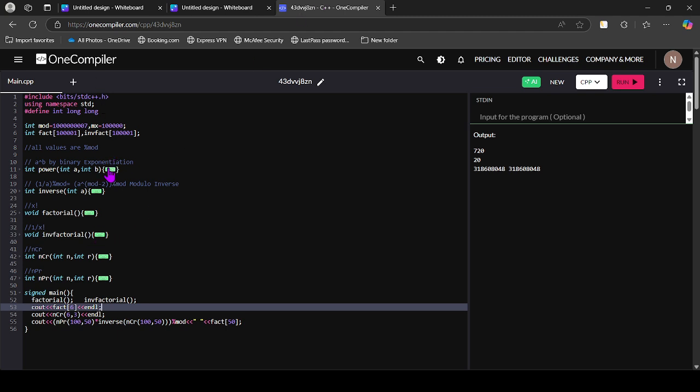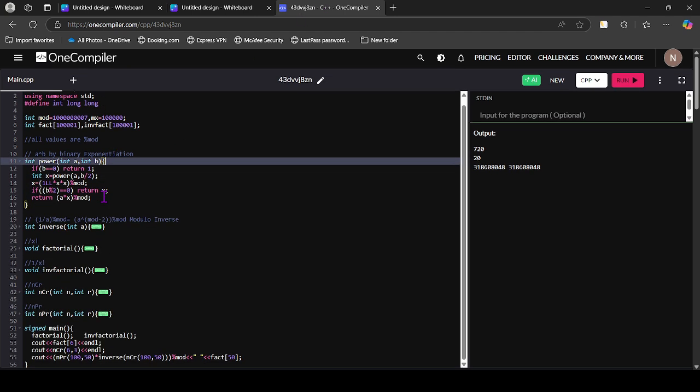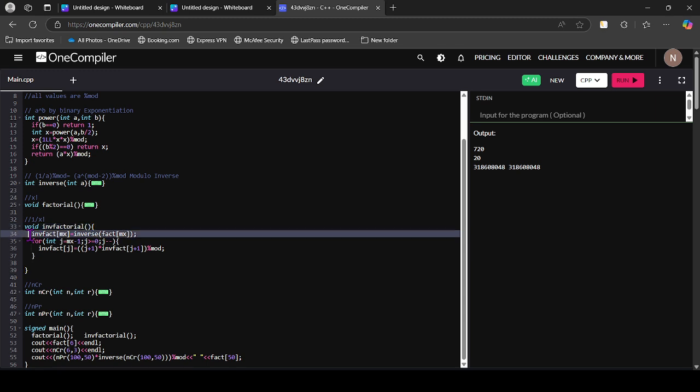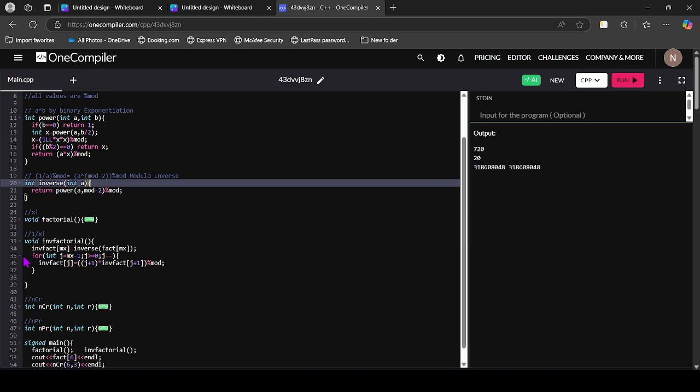So we have a power b by binary exponentiation, and the inverse and the factorial. And now coming to inverse factorial. Inverse factorial of the maximum value is the inverse of factorial of mx. As factorial of mx is already discussed, we want 1 by this, so we want the inverse. The inverse is also found as a power mod minus 2. So it is just the inverse of fact of mx.